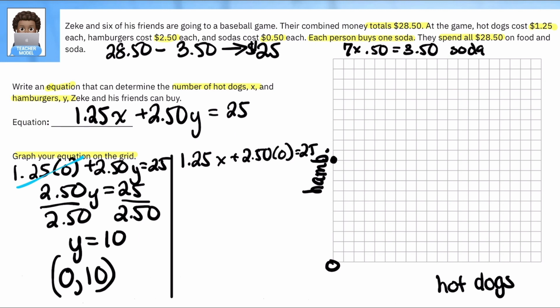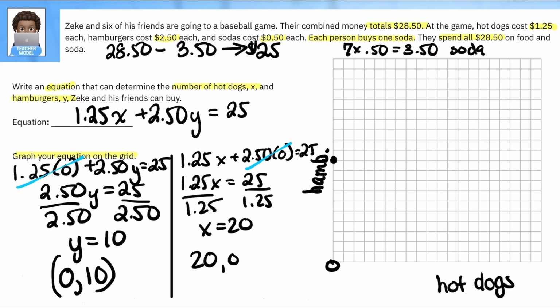So I know this cancels out, and I get $1.25x is equal to 25. Divide both sides by $1.25, and you get x is equal to 20. So my next point is 20, 0.